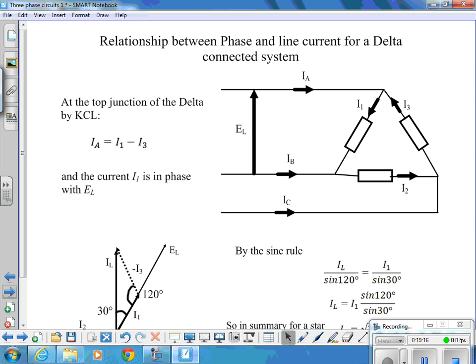Right, relationship between phase and line currents for a delta connected system. Here we've got our line voltage delivering voltage to the system, 3 of them, one between IB and IA, one between IB and IC, and one between A and C. We get 3 currents, I1, I2 and I3. They're the phase currents flowing in the individual loads. If we look at the top junction here, we can write that IA is equal to I1 minus I3.